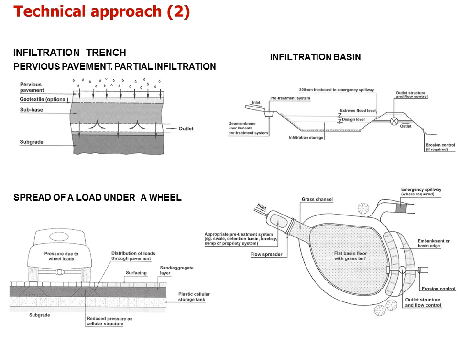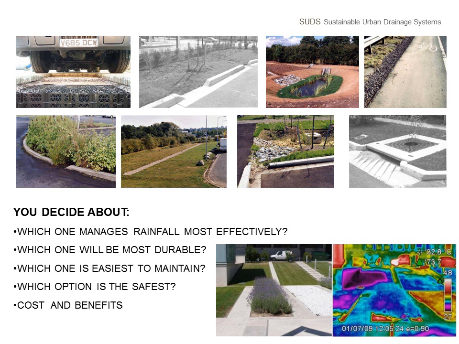Following the line of the previous slide, there are specific recommendations for infiltration trenches, impervious pavement, partial infiltration, for infiltration basins, and even for roads. So, in the design, you decide which SUDS manages rainfall most effectively, which one will be the most durable, which one is easiest to maintain, which option is the safest, and the costs and benefits.